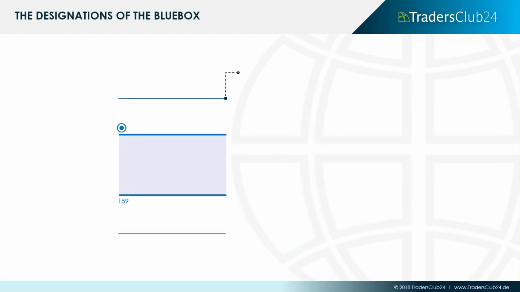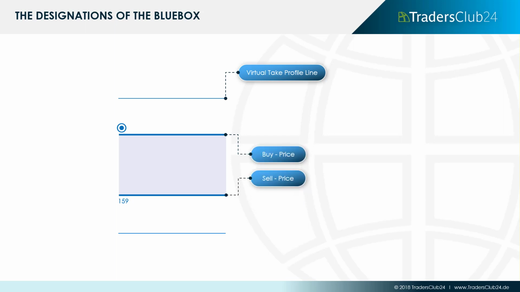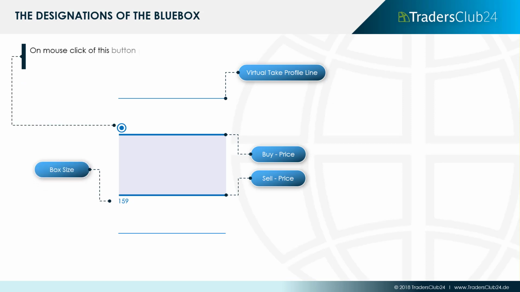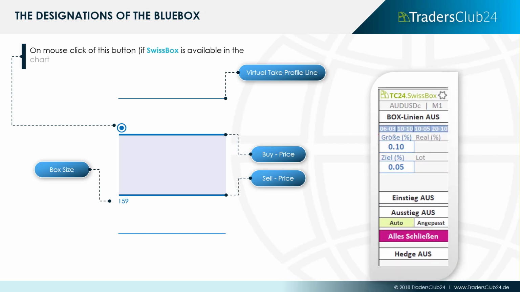The designations of the BlueBox. If you have watched our trading video regarding our SwissBox trading strategy, you will know that we are searching for a box in the market, so for a trading range. This trading range is usually between 15 and 25 points big. And we are placing our pending orders. On top there comes a buy pending order, on the bottom there comes a sell pending order. So we are placing pending orders around the box and then we just let ourselves trigger into the trade.